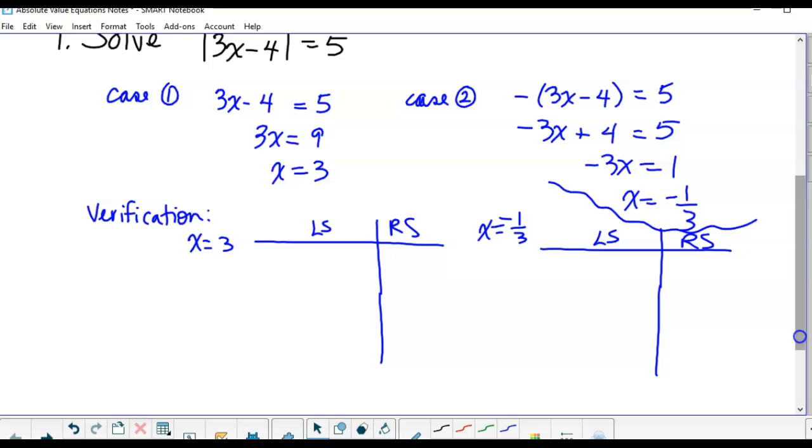All right. So biggest thing here when you verify, go back into the original, not back into each case. If you go back into each case, they should work. If you go back into the original, then you're truly verifying it for that original function. So you always keep the absolute value symbols until you have just a number, one single number inside there.